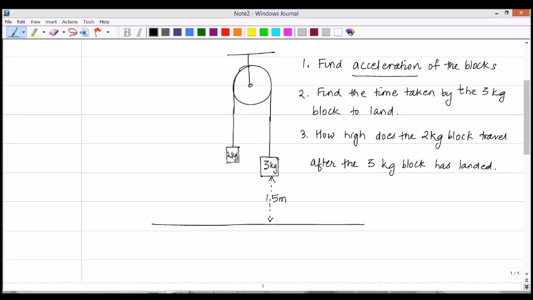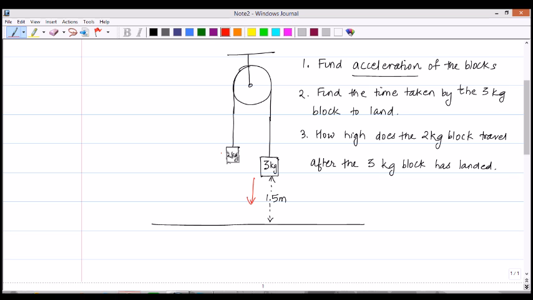Then, in addition to that, we're also going to figure out the time it takes for the 3 kg block to strike the ground. And once we've done this, we'll also figure out how high the 2 kg block rises after the 3 kg block has landed. So there are a few more additions to this problem.